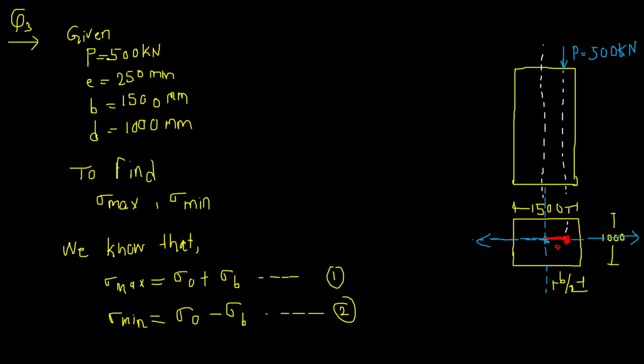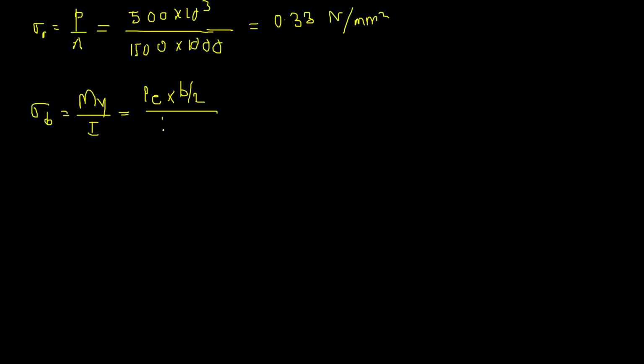Now what to take, Ixx or Iyy in this case? Same, by using the bending axis concept. If we use the bending axis concept, we can say that it is bending about the y axis. So this axis is there. So it is db cube by 12. db cube by 12. Substituting the formulas, P is 500 kilonewton.